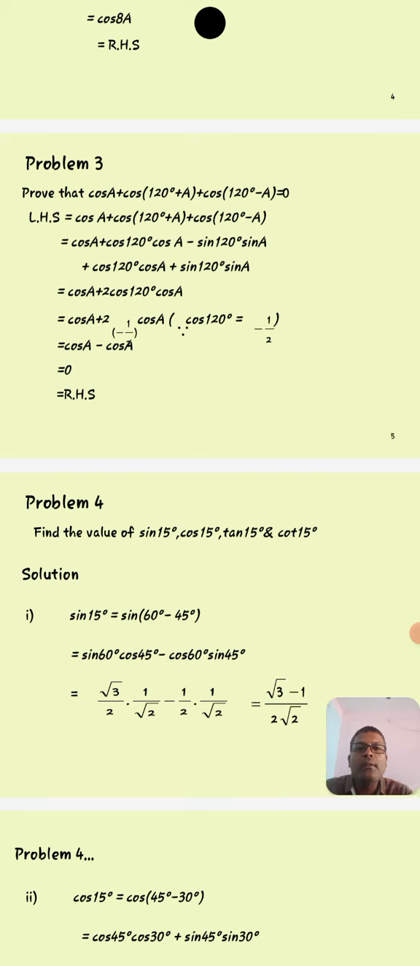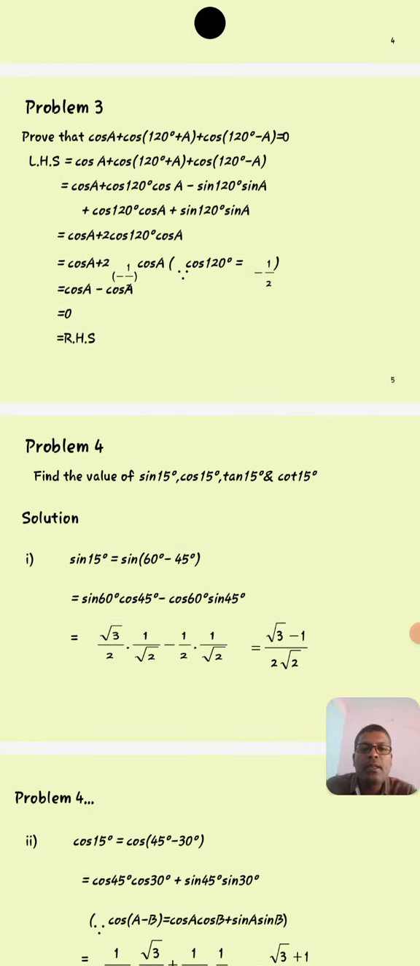Cos 120 degree value, what is it here? What is the value of cos 120? We get minus 1 by 2. Suppose if you do not remember the minus 1 by 2, we can write cos of 90 plus 30 also. Whenever cos of 90 plus 30 is there, we get minus sin 30 here. So minus sin 30 means minus 1 by 2 here. So 2 cancel, that is cos A minus cos A, we get 0. So that is equal to 0.